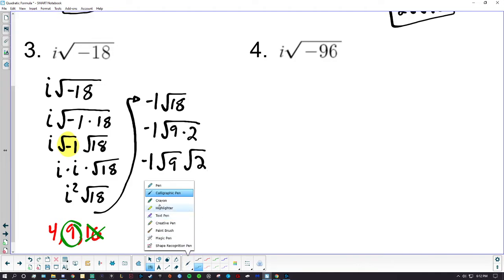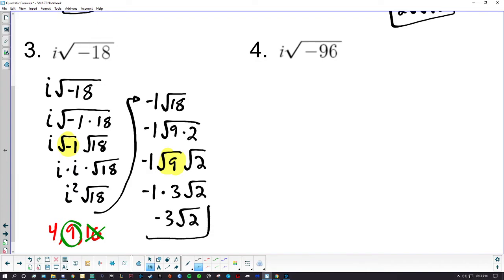We know the square root of 9. It's a perfect square. So we know this is negative 1 times 3 square root of 2. And negative 1 times 3 is negative 3 square root of 2. So this is our solution. i square root of negative 18 can be simplified to negative 3 square root of 2. It's crazy. We started with an i in our problem, but our i actually went away because we ended up having an i squared, which is negative 1.